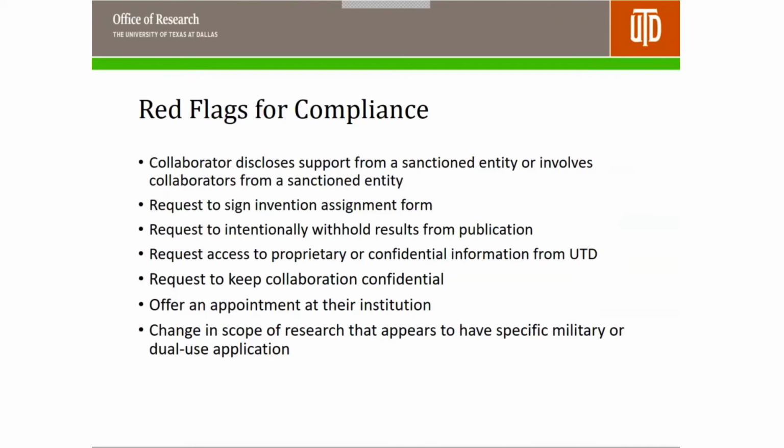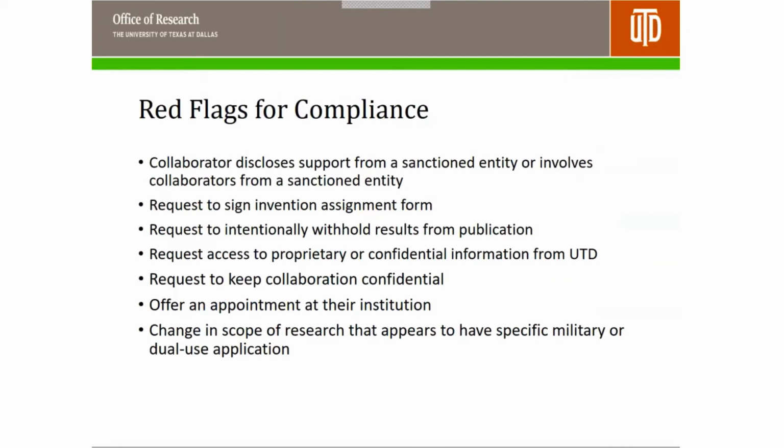And so that would be something where I would recommend coming to me as the export control office and saying, hey, I'm potentially doing research that is related to this sanctioned entity. Is there any risk here for export control compliance? And I can help you walk through the steps of, is there anything that would be risky to you or to the university?